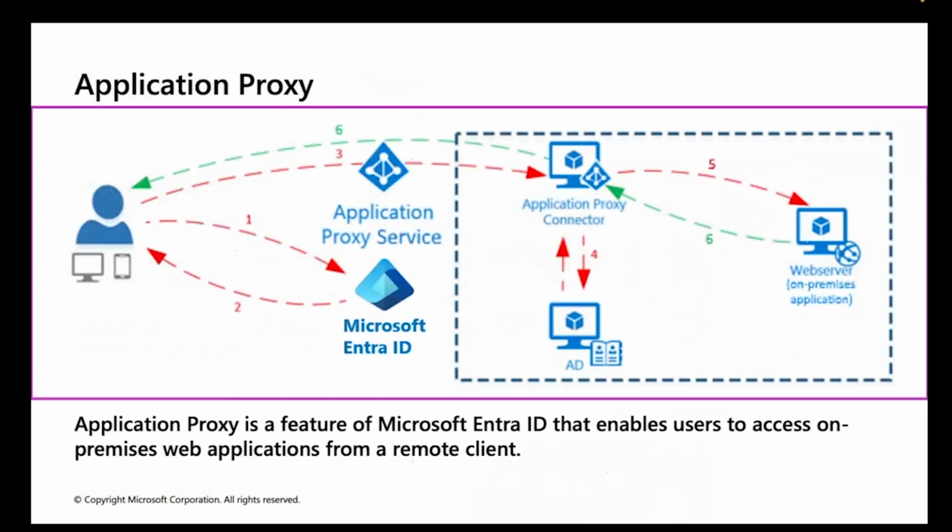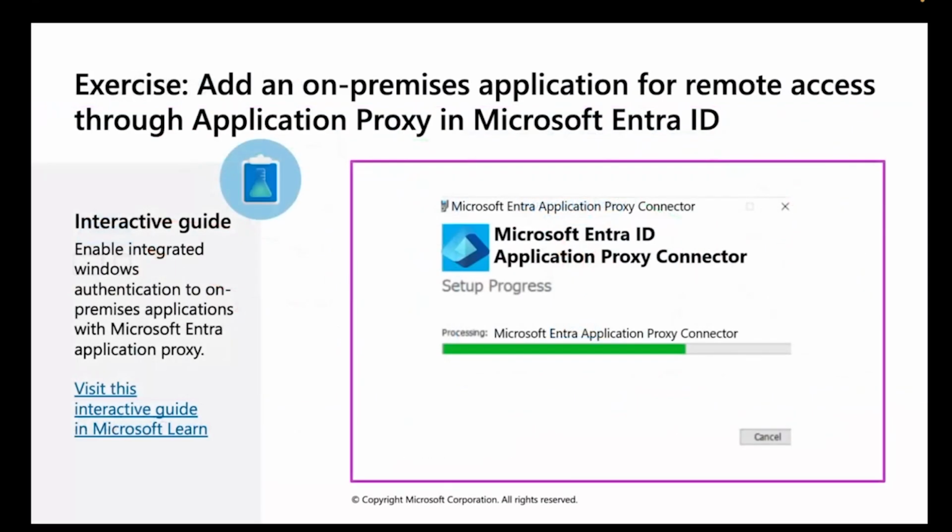Now, what next do we have in this? Let's talk about it. We have an exercise in GitHub that you can use to configure your application proxy connector. If you have a valid license, valid subscription, valid account, you can use that account to configure these labs that are related to adding on-premises applications for remote access through application proxy in Microsoft Entra ID.